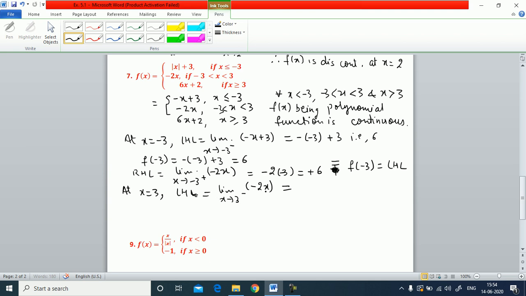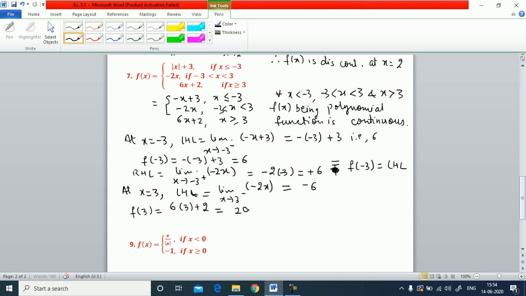So here x is approaching 3 from the left. So in this case I will replace x by 3. So this becomes minus 6. Fine. And what is the function at 3? Function at 3. See, when x is equal to 3, function is to be taken as 6x plus 2. So 6 into 3 plus 2. How much is it becoming? 6 into 3, 18. 18 plus 2, 20.